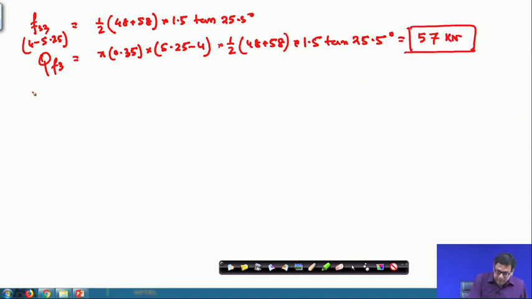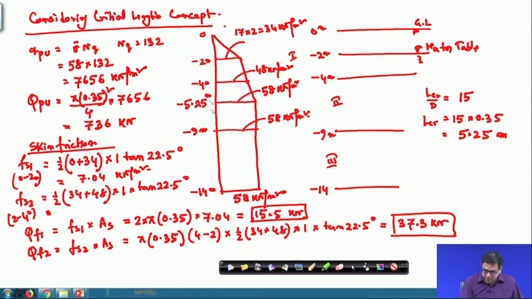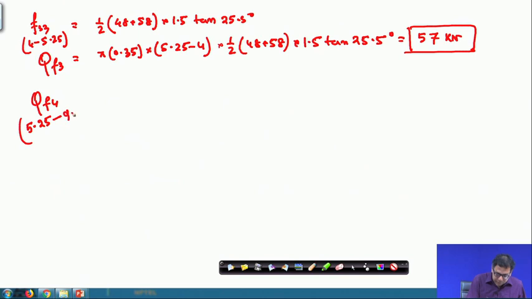Okay. Similarly, I can write the QF4, that is from 5.25 to 9, because although the stress is uniform, up to 9 there is one layer and beyond 9 there is another layer. So, we have to consider up to 9. So, this is up to 9 meter.